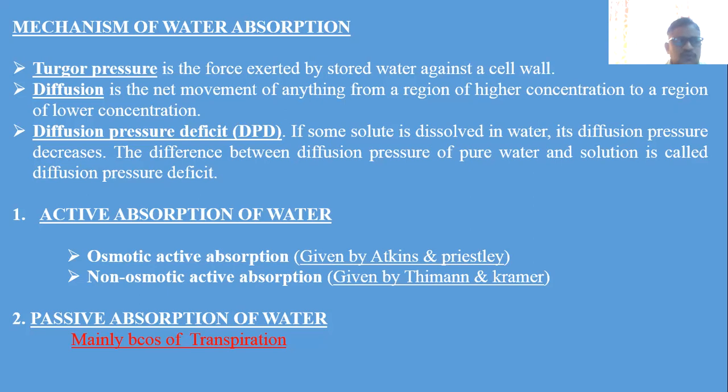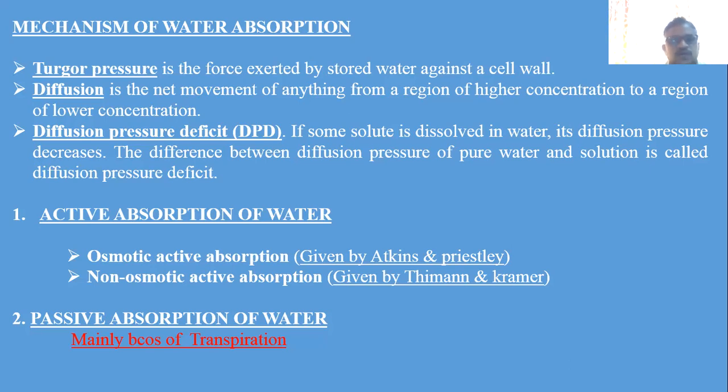Now, there are two types of absorption, active and passive absorption of water. Active absorption requires energy to absorb the water, while passive absorption of water means that, because of some activities of the plant, water is naturally absorbed without taking any energy. That is called passive absorption.